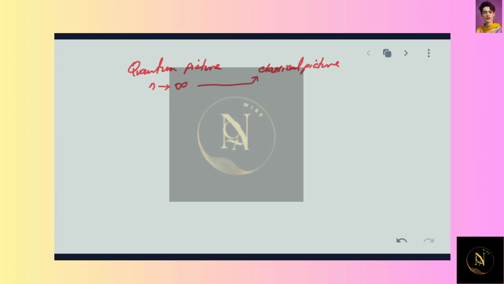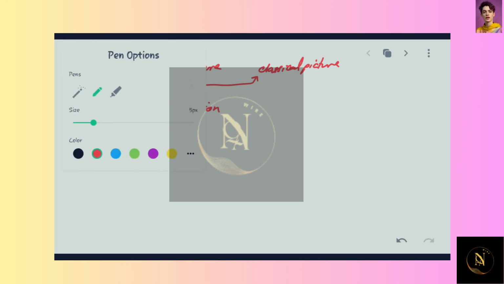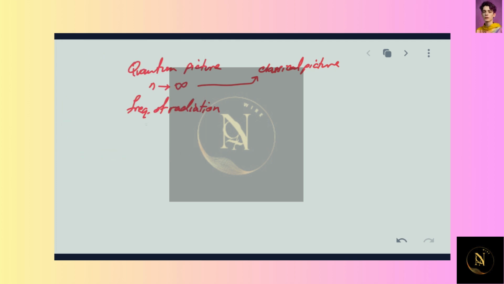And the thing that we are interested in for this question is the frequency of radiation that is being emitted by an atom. So the frequency in the quantum picture is basically due to the energy difference between the energy states. This will correspond to the energy of the photon, so lambda is equal to c over delta E.